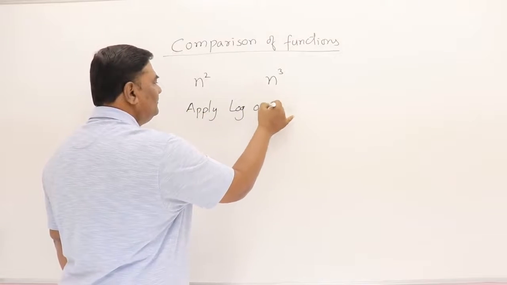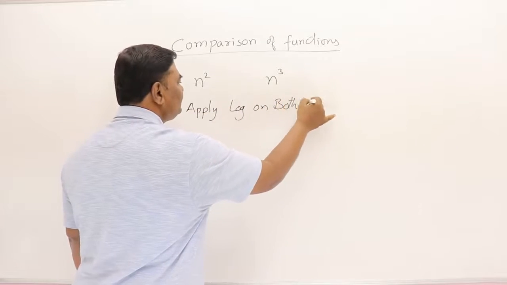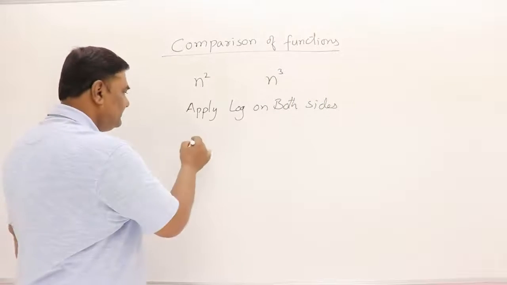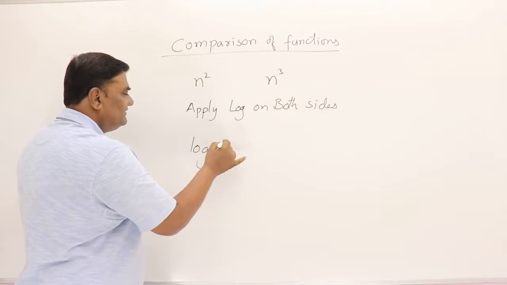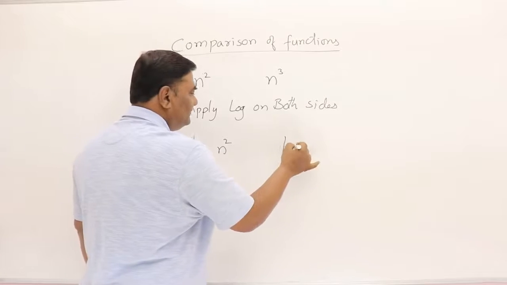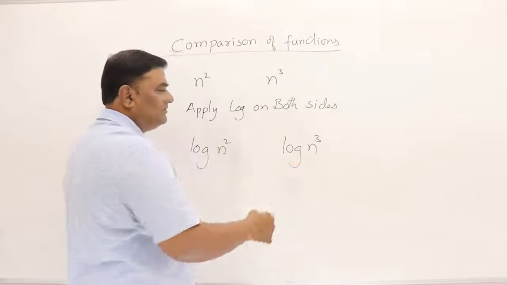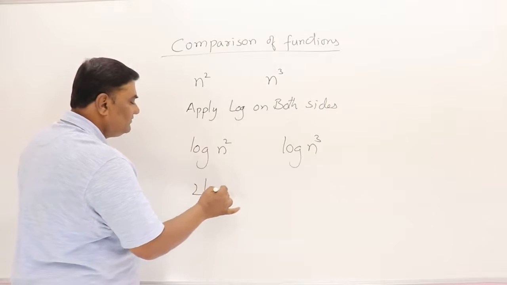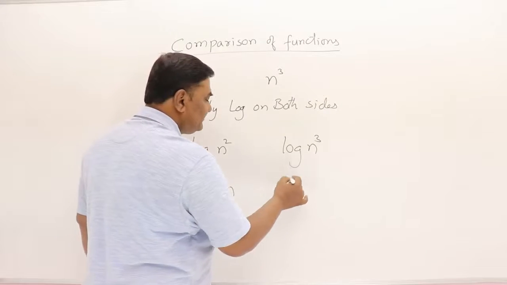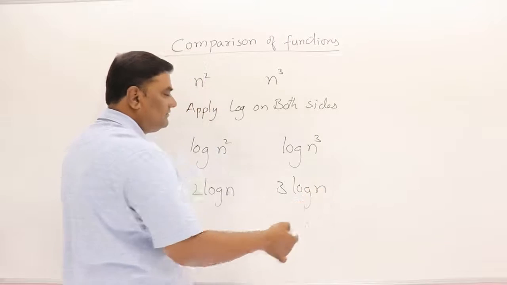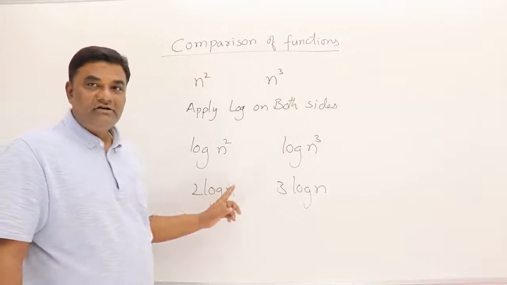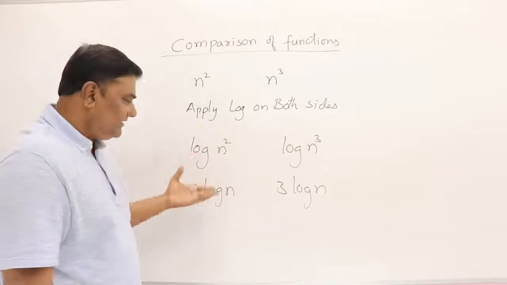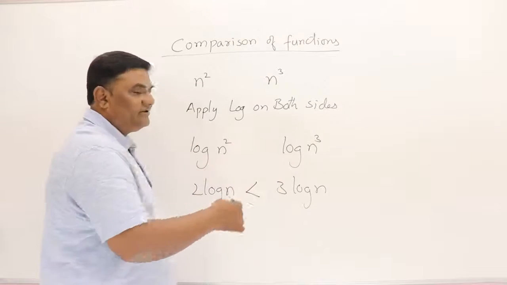The second method is to apply log on both sides. Log n square, log n cube. Then this becomes 2 log n, and this becomes 3 log n. Now this is log n, this is log n, they are the same, but this is 2 times and that is 3 times, and definitely this is less than that one.